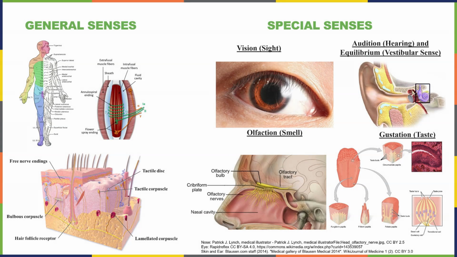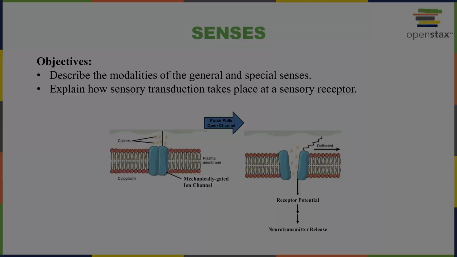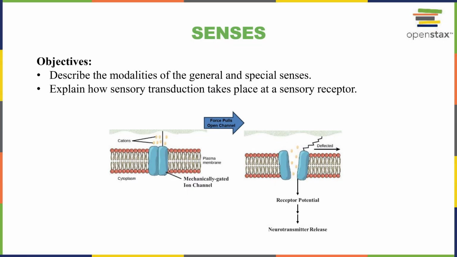To summarize, general senses are detected throughout the body by somatosensory receptors. Special senses rely on specialized organs that detect specific types of stimuli. In every case, sensory transduction converts a physical or chemical stimulus into an electrical signal, the language of the nervous system. That's how your body transforms what's happening around you: light, sound, temperature, and touch into the sensations you perceive.